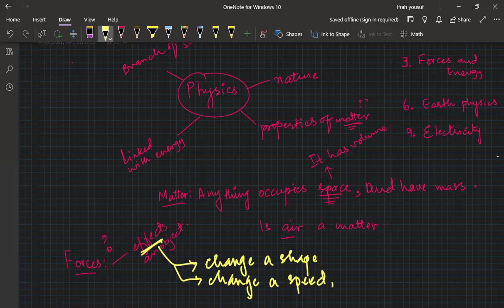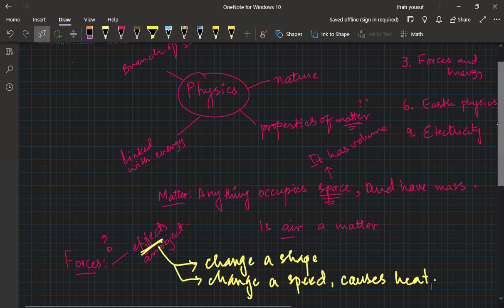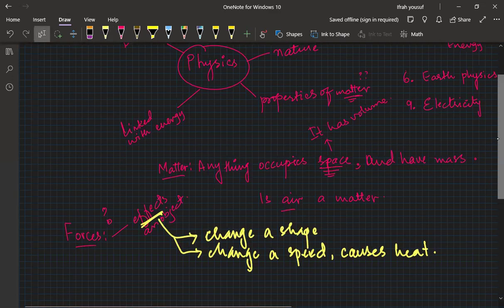Good. We can say causes heat as well. Can we say causes heat? कैसा हो सकता है? नहीं? Um, अच्छा, for example, when you rub your hands, right? When you rub one palm over another palm, do you feel heat?